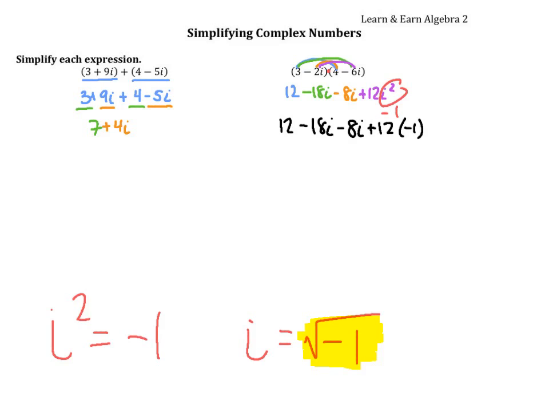When I simplify all this, I get 12. I'm going to combine these like terms to get negative 26i. And then this last part is going to be minus 12. Now to combine like terms one more time, I get 12 minus 12, so that's 0. So I'm just left with negative 26i.